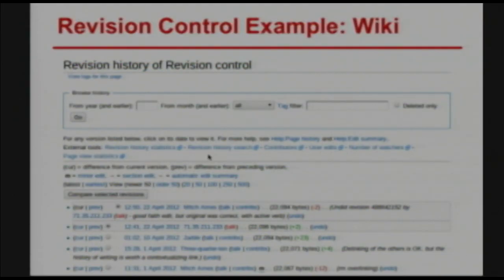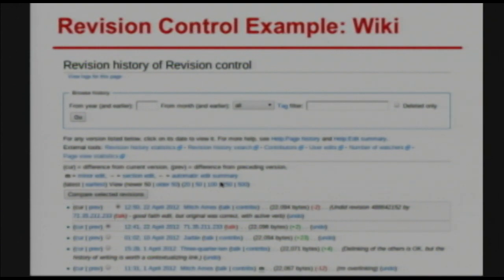When you go to that history tab, you will see basically a screen that looks like this. And this is the Wiki revision history for the revision control entry in Wikipedia. So unfortunately, it's a little self-referential. I should have picked like Britney Spears or something.